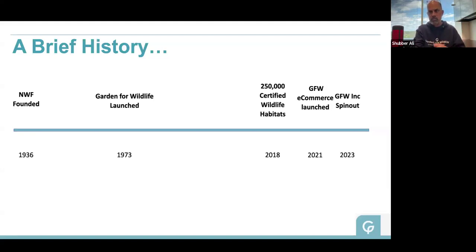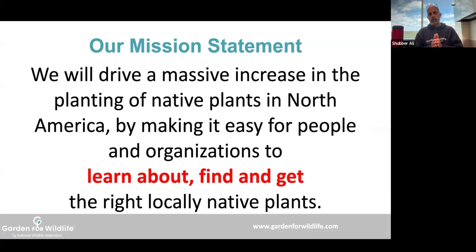And we brought in outside investors. Our mission statement is really simple. We exist to drive a massive increase in the planting of native plants across America by making it easy for people and organizations to learn about, find, and then get the right locally native plants. And why is that important? Because again, as I said, it's not enough to be native. It has to be native to where you are. And that becomes critical as we're trying to help restore the biodiversity that's out there.